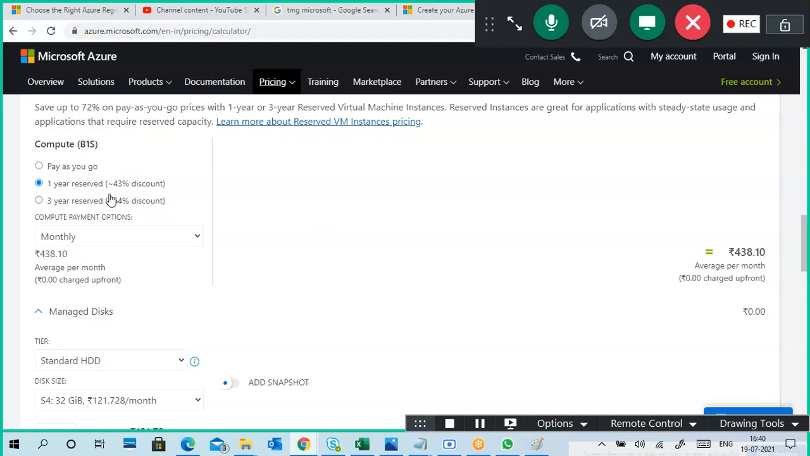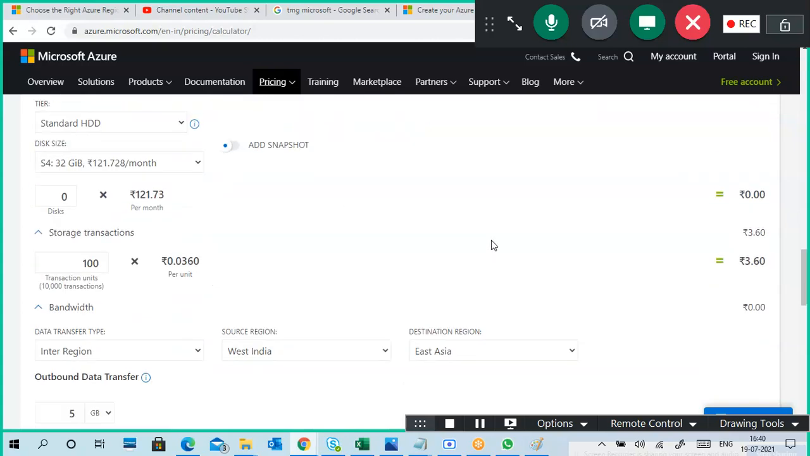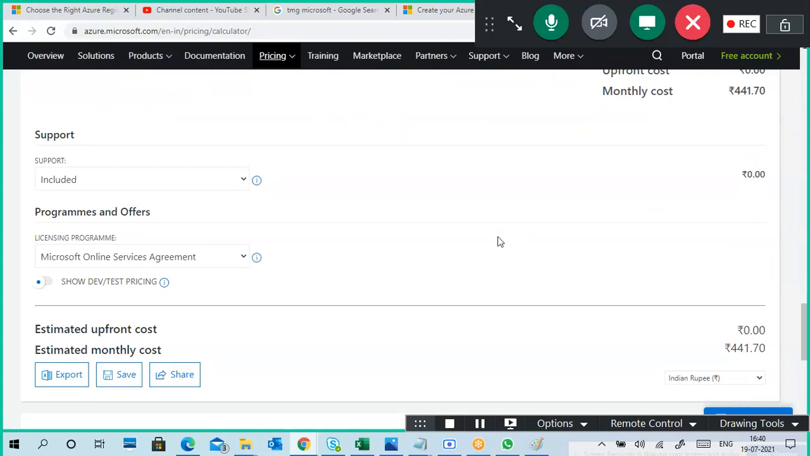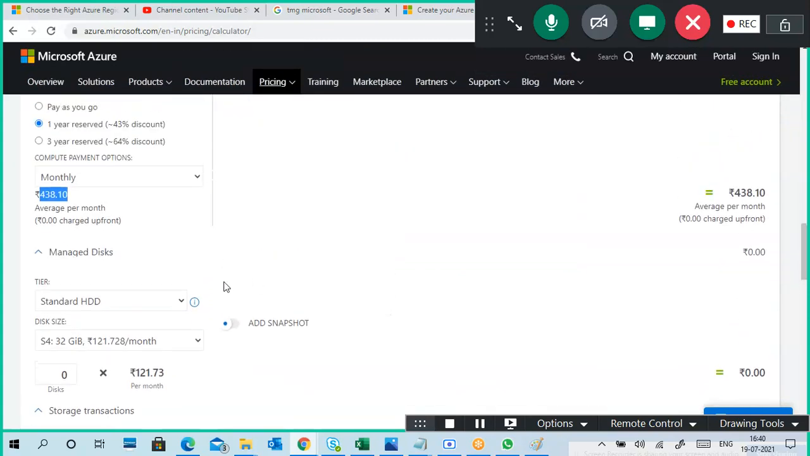So what I did is I reserved for 1 year. So 1 year I will use it. Definitely I will use 1 year. So then the monthly cost is reduced. So how much difference came? Almost 43% of the overall cost will be reduced.